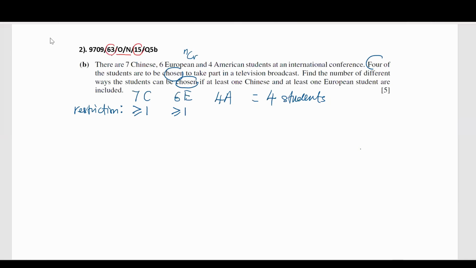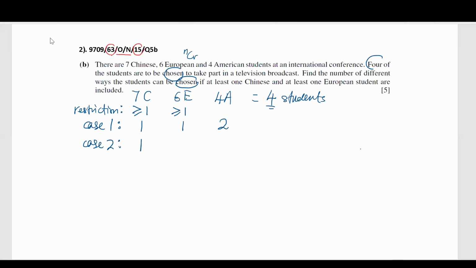All right. So same thing, we will try to consider the possible cases. So I will list out case 1. So as the question says, at least 1 Chinese, at least 1 European, and we are looking for a group of 4 students. Hence, for this case, we would have 2 Americans. All right. Then we look at case 2.